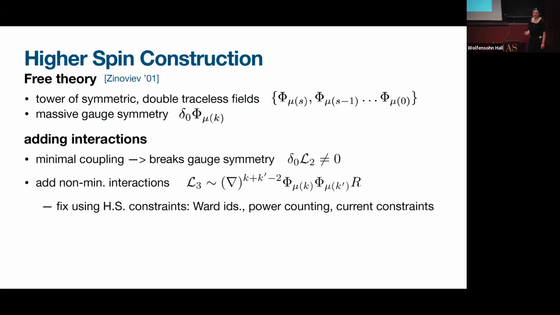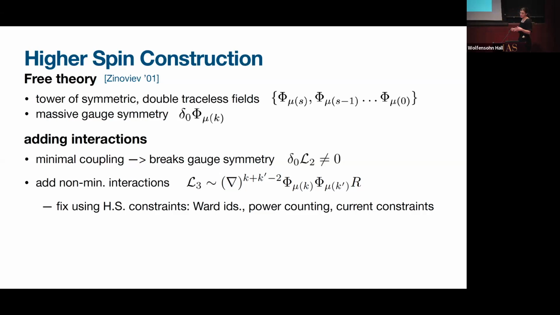Great. So now we want to add interactions. So we'll couple to gravity. But as soon as you couple to gravity, you'll break the gauge symmetry. So the Lagrangian will no longer be invariant. And what does that mean? It means actually that you're going to end up propagating unphysical modes. You no longer have 2S+1 degrees of freedom propagating. And to fix that, we'll add some non-minimal interactions.